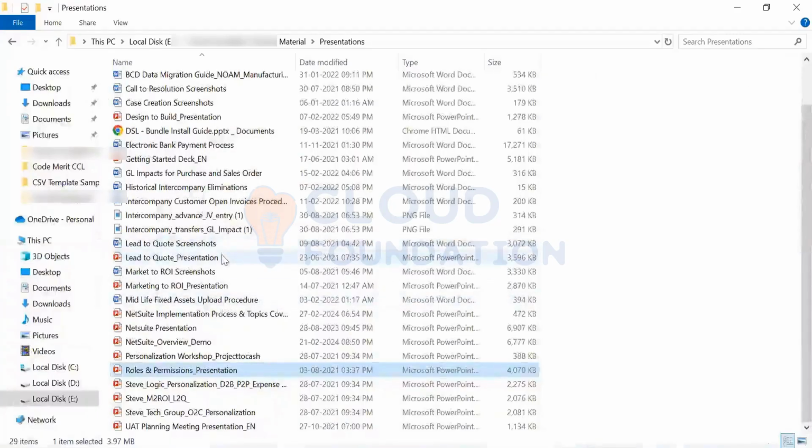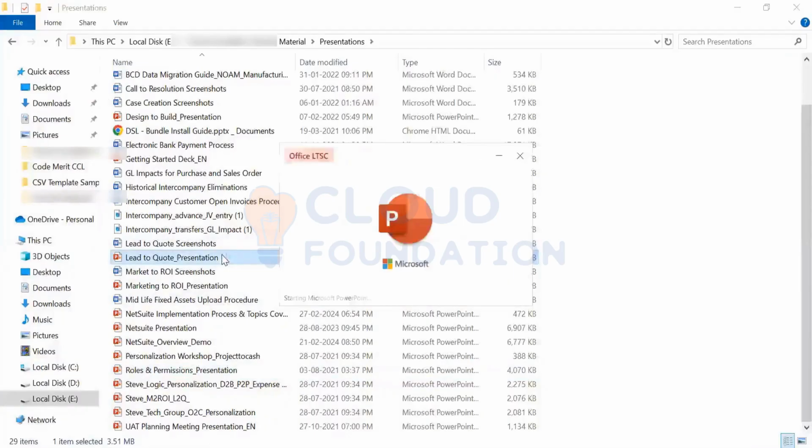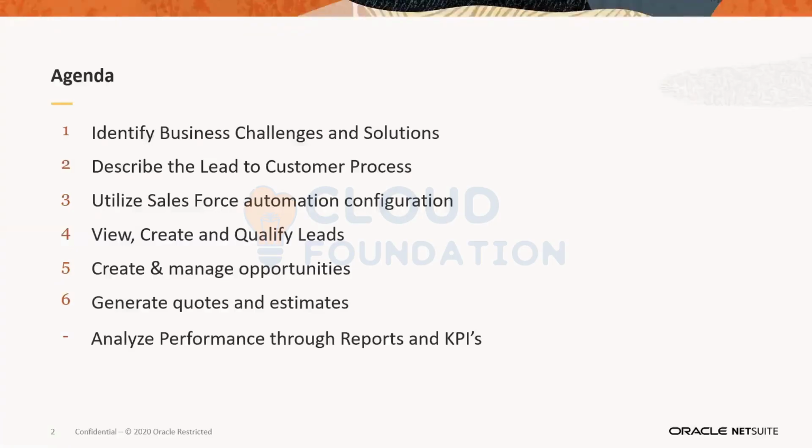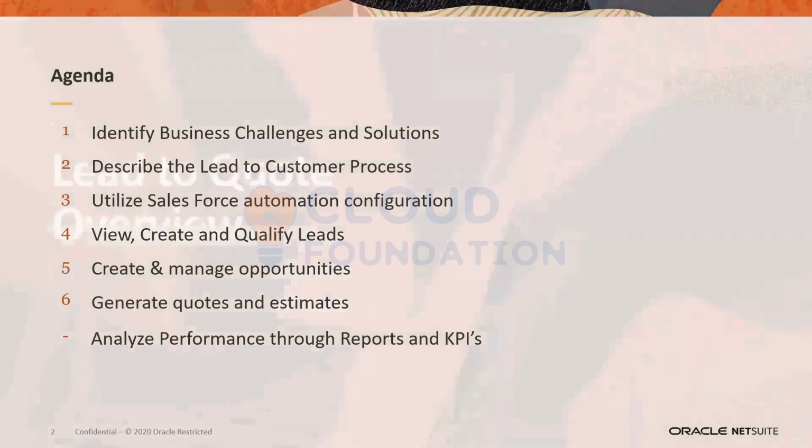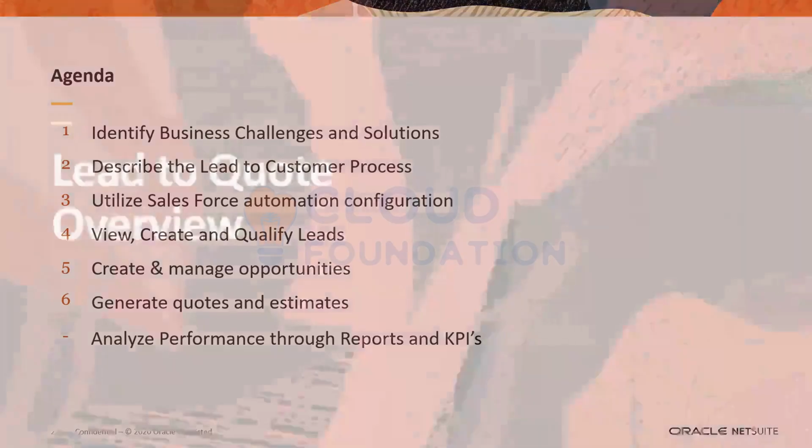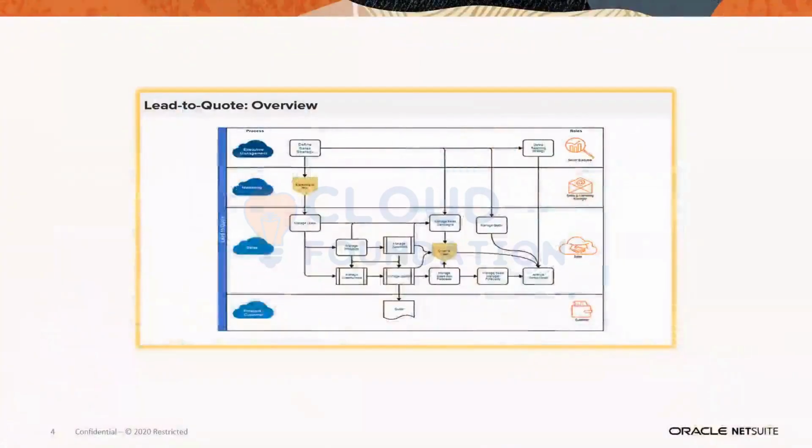So I was showing you the lead to cash presentation. We have identified business challenges and solutions. Lead to customer process view: create and qualify leads, create and manage opportunities, generate quotations and estimates, analyze performance. So this is what the lead to cash process is all about. I don't know if you're able to see my screen properly. So let me read this to you.